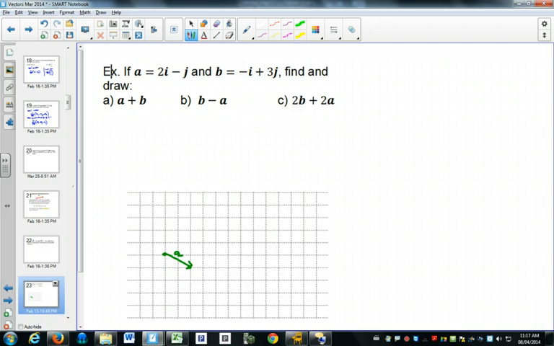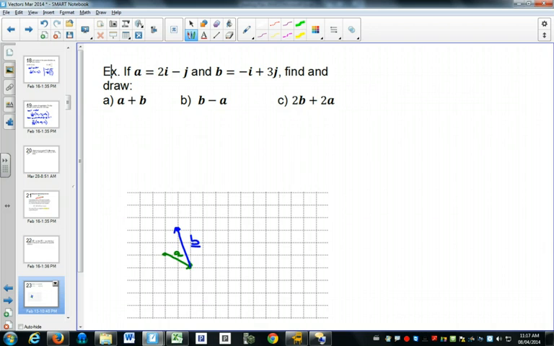So then for B, if we start from here and we go with B, and I'll draw it in blue here, B is negative 1 in the x direction and 3 up, so I'm going to go left 1 and up 3. That would be B. The j is in the y, and the i is in the x.